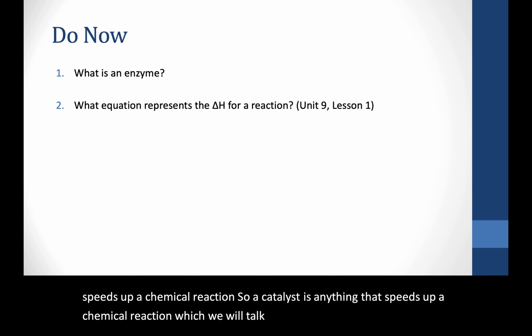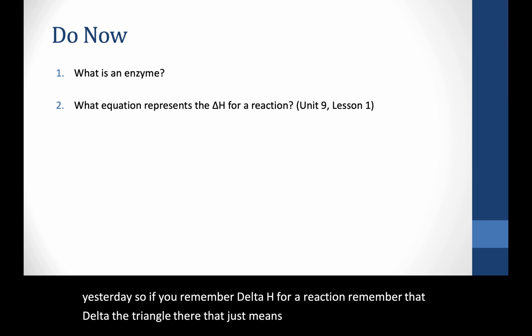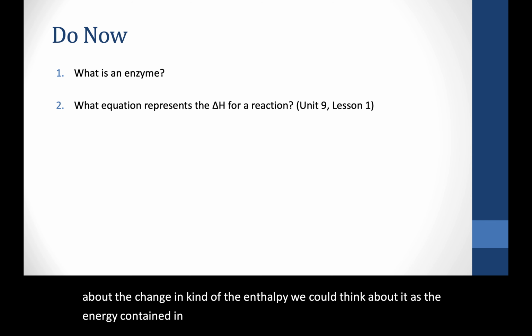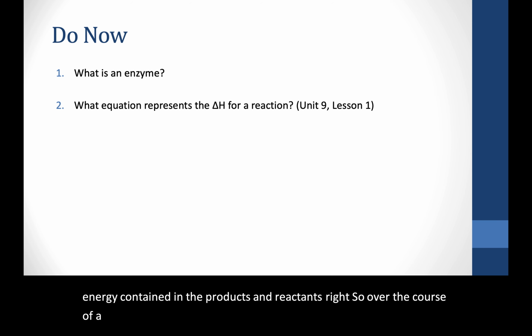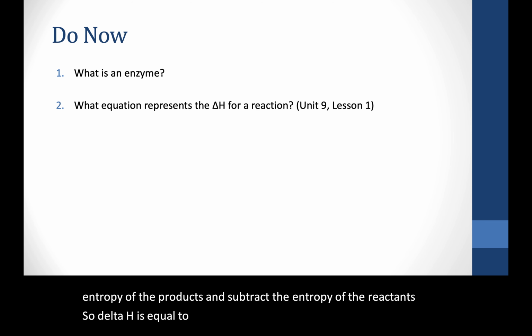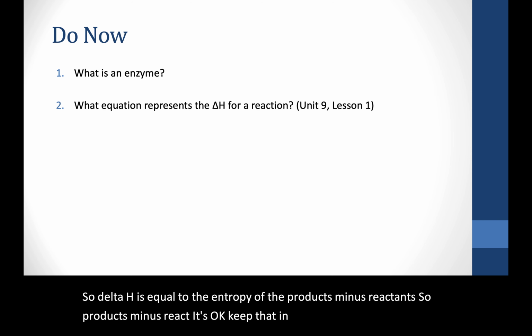Number two is a review from yesterday. So if you remember, delta H for a reaction. Remember that delta, the triangle there? That just means change in. So we're talking about the change in the enthalpy, or you can think about it as the energy contained in the products and reactants. Over the course of a reaction, if we want to measure the change in enthalpy, we take the enthalpy of the products and subtract the enthalpy of the reactants. So delta H is equal to the enthalpy of the products minus reactants. Keep that in mind. Okay, so let's dive in here.